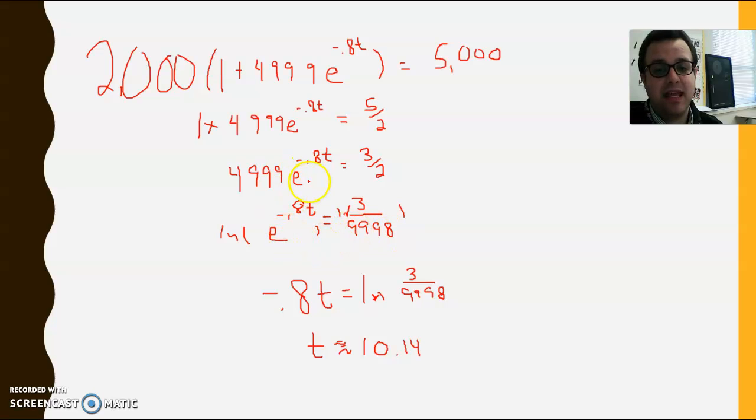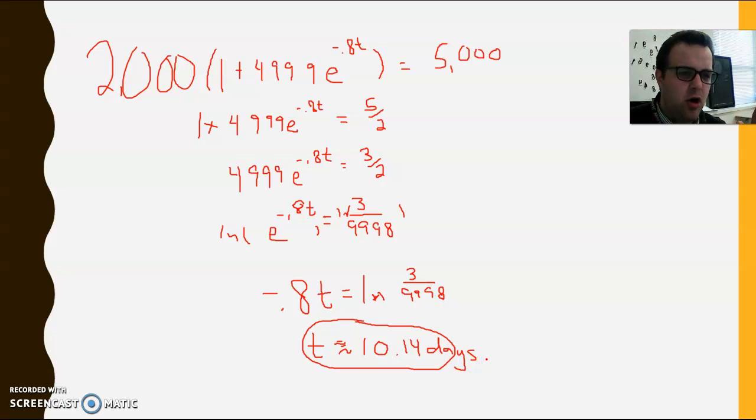And now we have the e by itself, and we can take the natural log of both sides. Negative 0.8t equals the natural log of 3 over 9,998. I then divided by negative 0.8 and ended up with 10.14. And remember, that is in days, okay? So based off what we saw here, we can expect that in about 10 days, maybe a little over 10 days, but pretty much in that 10th day, that's when the college is going to say, all right, we have to shut down.